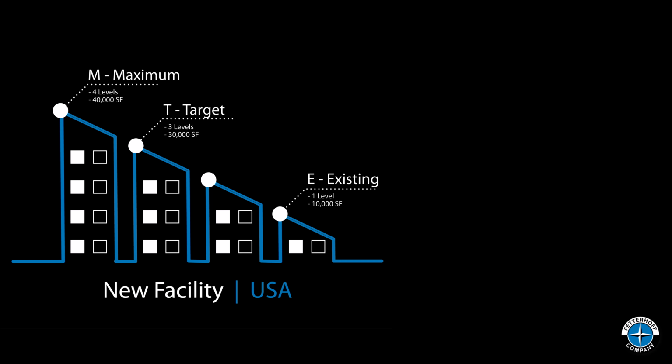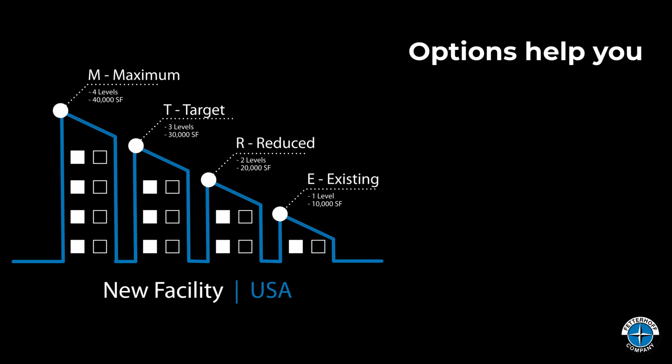M is the maximum program. You use this for long-term master planning and potentially if you have more money available. And R is a reduced program, the minimum you need to operate in case you fall short of money. Generating these three options will help you first learn the needs and priorities of the facility.